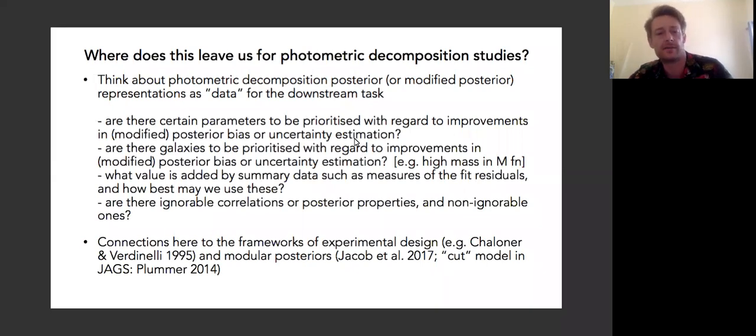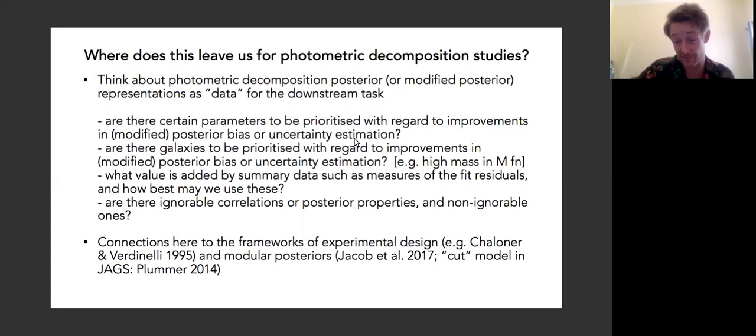We should also think about when we're giving the photometric decomposition fits as data for the downstream inference, that it doesn't just have to be the regular summary of the Bayesian posterior that we give to the next inference step. We can combine information, for example, giving some measure of the fit residuals into the downstream modeling step. And so, yeah, the way of thinking about it like this, I think, has connections to the frameworks of experimental design and also to these so-called modular posteriors, where you end up fitting a series of Bayesian models, but the later model, like a Bayesian model for the luminosity-size relation of disks, isn't fit simultaneously to the actual photometric decompositions.